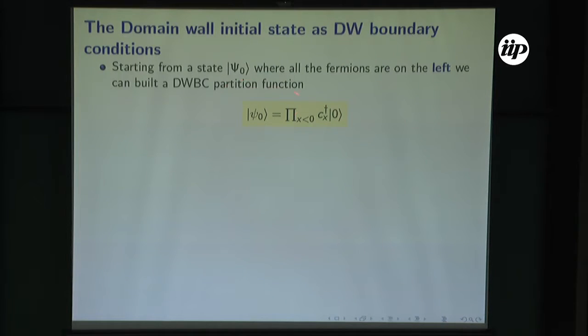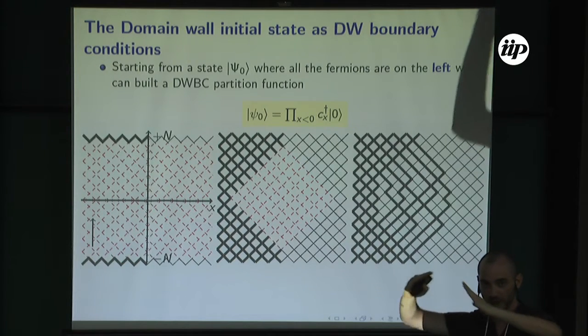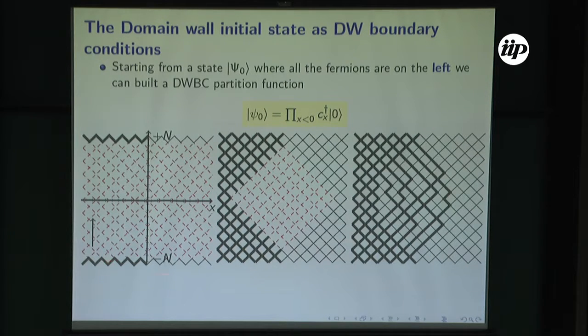So I start with an initial state, at imaginary time t equals y equals minus L minus N, with all the fermions on the left. Pictorially, this is my initial state. All the fermions are on the left. I have only thick arrows here, incoming arrows, and no fermions on the right.